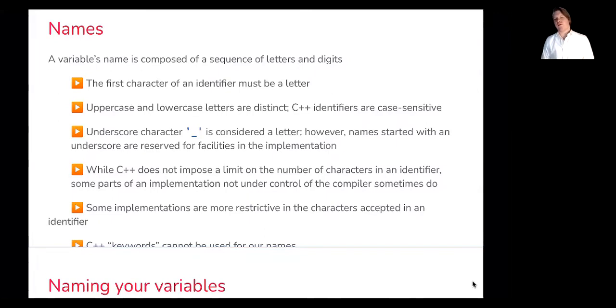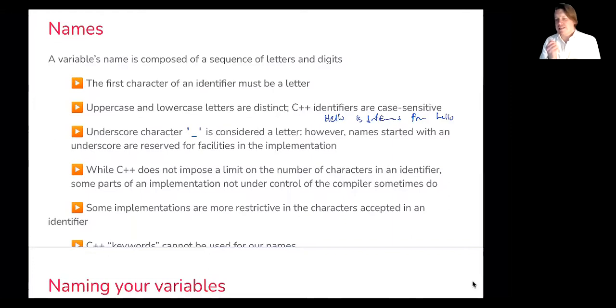So first and foremost, a variable's name is going to be composed of a sequence of letters and digits. The first character of a variable name must be a letter, so you can't start it with a digit. Uppercase and lowercase letters are going to be distinct. In other words, C++ is case sensitive. So, Hello is different from hello.